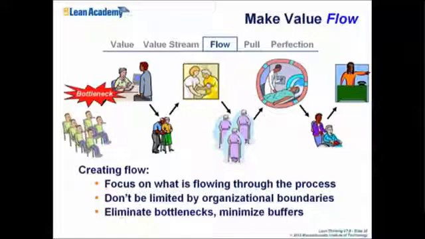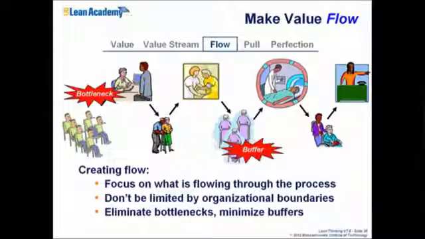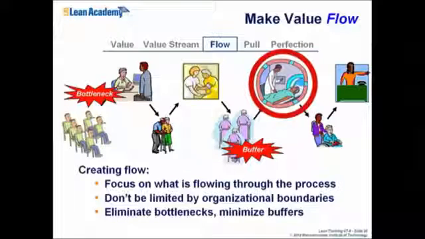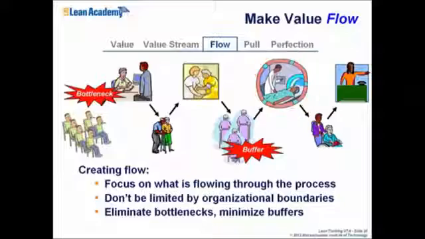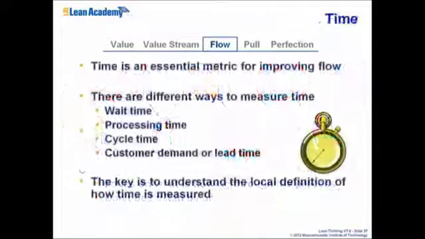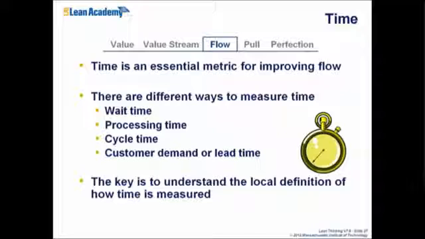But bottlenecks are going to slow that down. Buffers, essentially the same, wait time in between steps. Sometimes that's necessary. You have an expensive facility like a CAT scanner. You're not going to risk not using that facility, so people are going to have to wait for it. But to achieve flow, you need to minimize that. And one of the key things to think about is time.